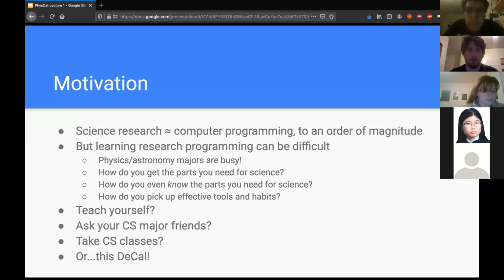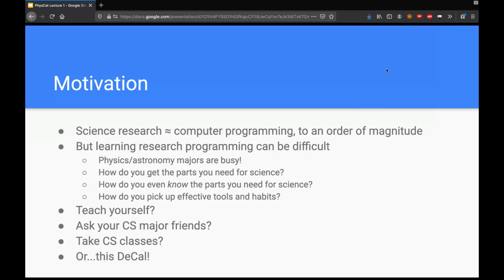Most of you, not all of you, are from physics backgrounds, and I think everyone here is from some sort of STEM background. I've seen some chemical engineering, some EECS, etc. But all of you probably have the unifying factor that you want to learn how to do computer programming effectively for your science research. But that's not really trivial. There's literally an entire major about how to program.